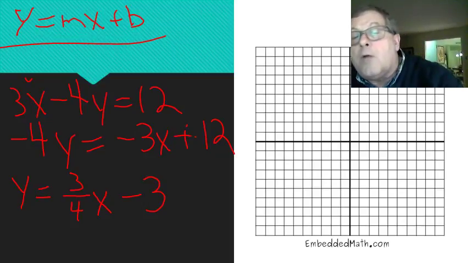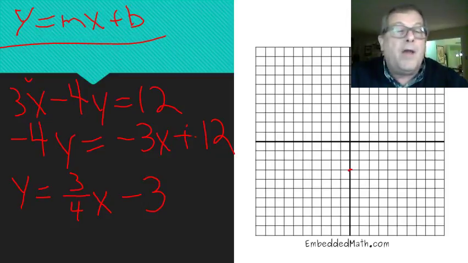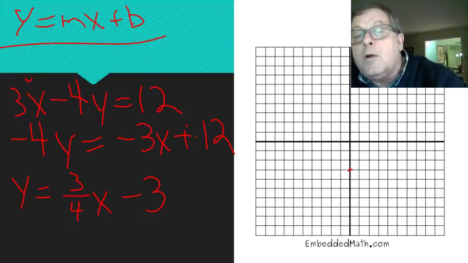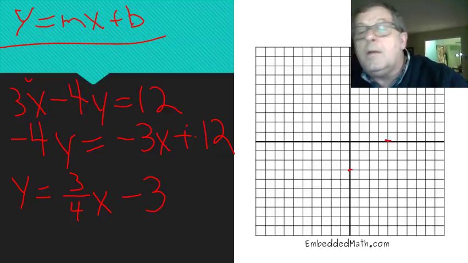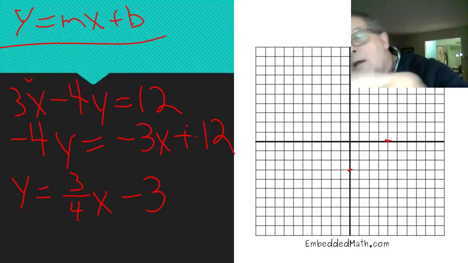I go where on my graph y equals minus 3. Let's say it's right there. Okay, and now I've got a rise and run. I've got a rise of positive 3 and a run of positive 4. So I'm going to go up 3, 1, 2, 3. Puts me right on the x-axis, and now I'm going to go to the right 4. 1, 2, 3, 4. That represents my slope.